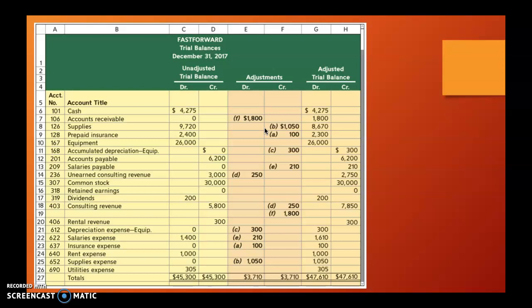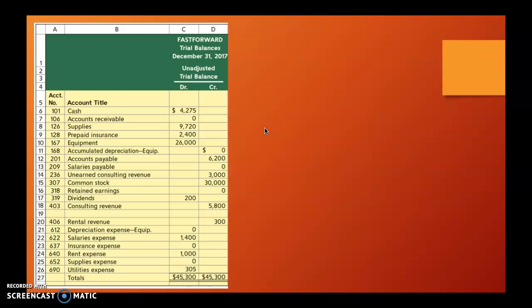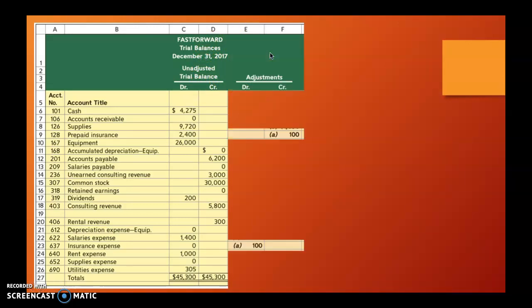Anyways, I did break this down so we can go step by step. This is kind of what we would have in a problem. We would have the unadjusted trial balance. And so for transaction A, if you want to go back, you can remember we had used some of the insurance up. So we debited insurance expense for 100 and credited prepaid insurance for 100. So as you can see, it's pretty easy.